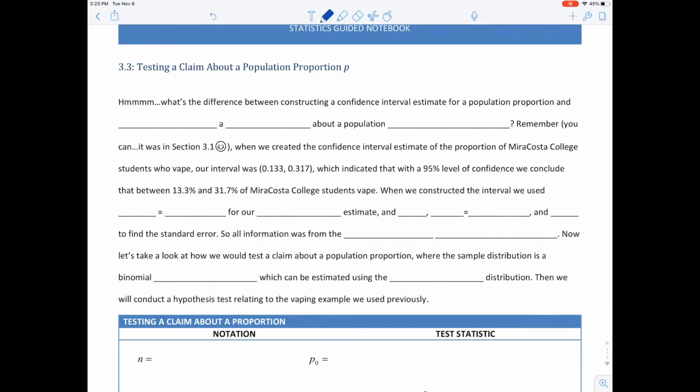Now let's take a look at how we would test a claim about a population proportion P. So what's the difference between constructing a confidence interval estimate for a population proportion and testing a claim about a population parameter?